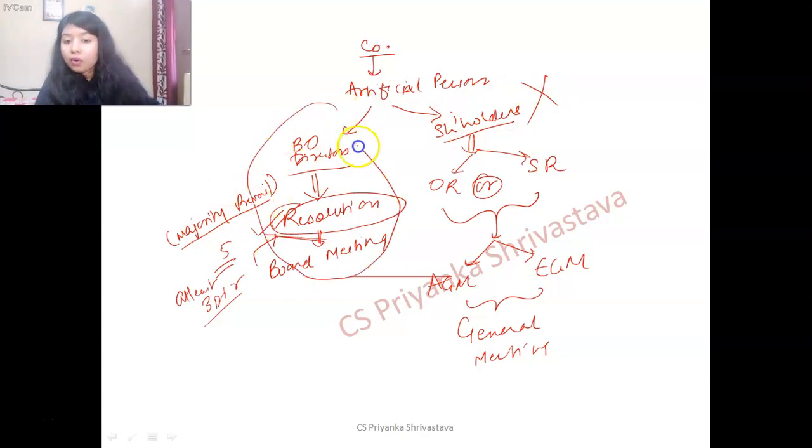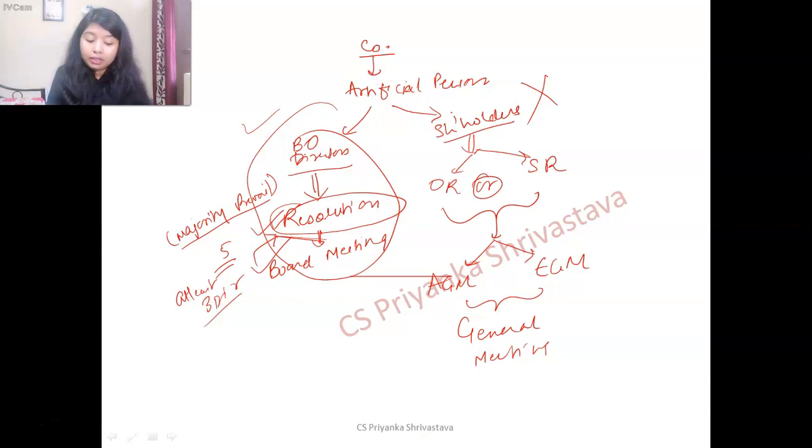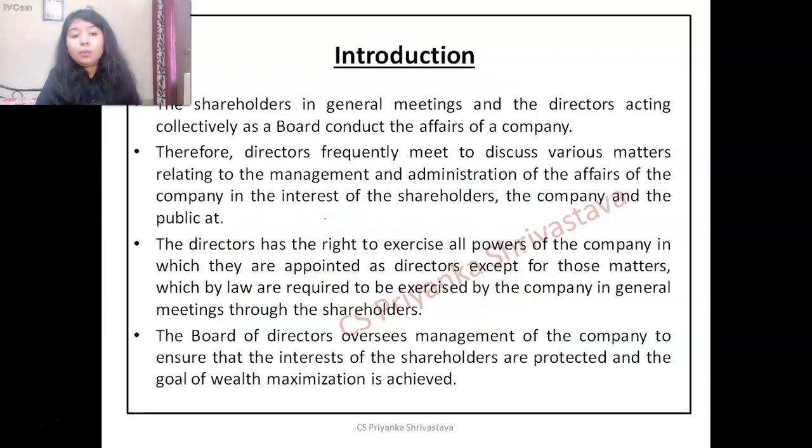We are on the part where we are going to discuss the provisions regarding board meeting, because it's a duty of the board to meet frequently to take decisions, and to discuss and review the business done by the company in the previous year. All these things are basically seen by the board of directors. Now let us see what is written here.